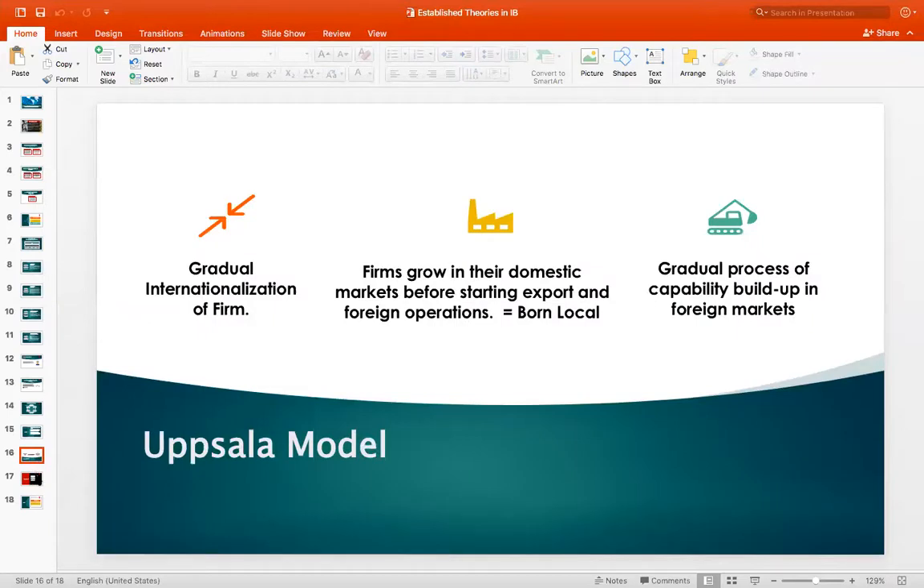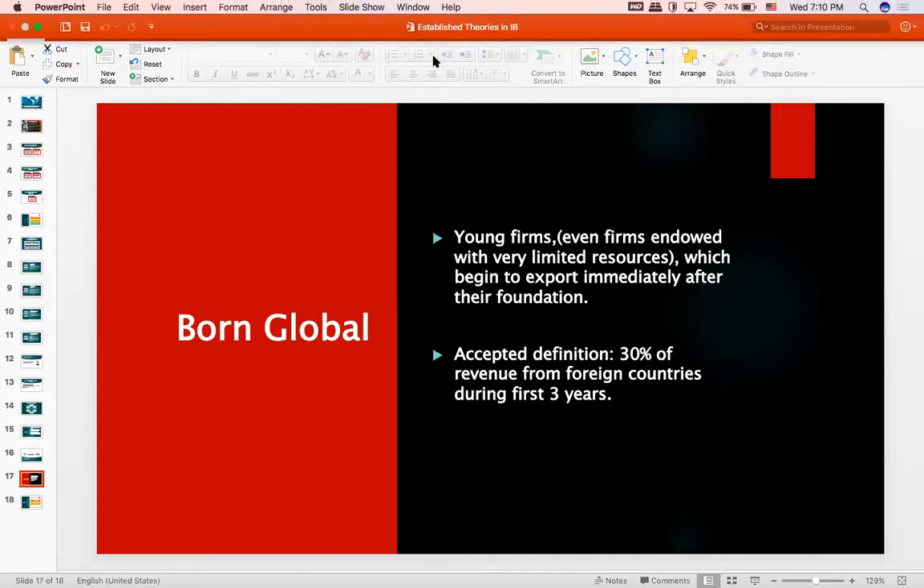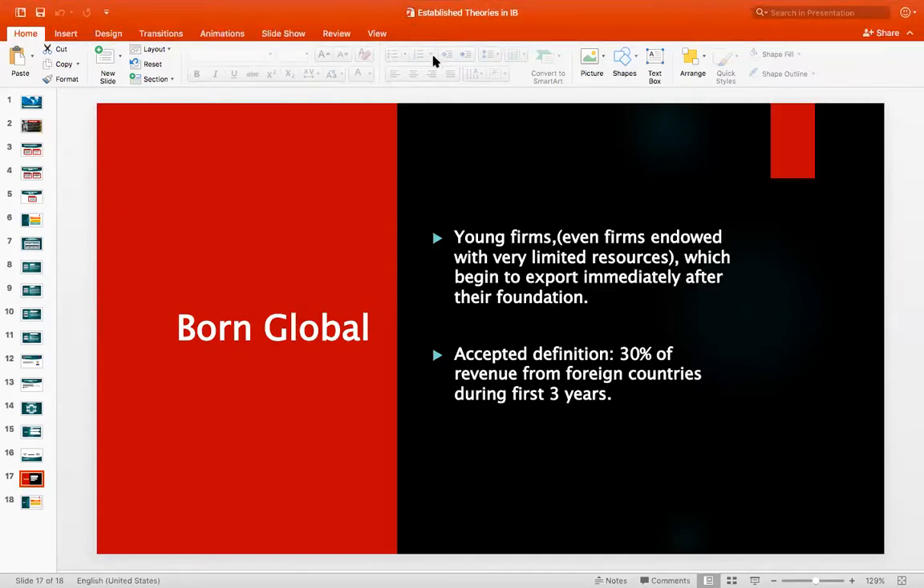Yeah, so the Uppsala model simply means gradual internationalization, stage by stage internationalization. And the next model is the born global model. Can you see the slide now? Yes. Okay.